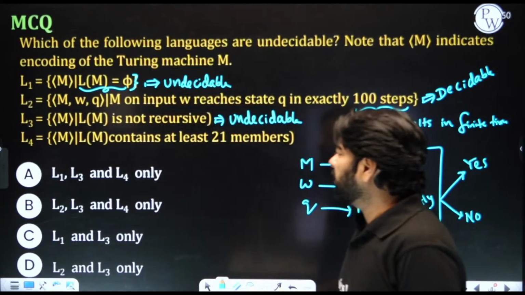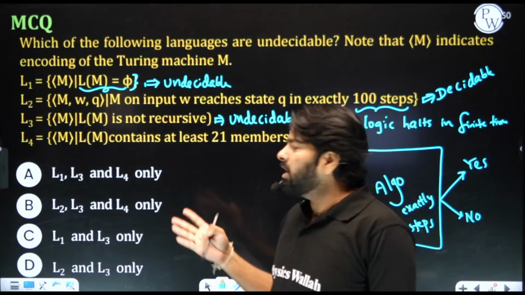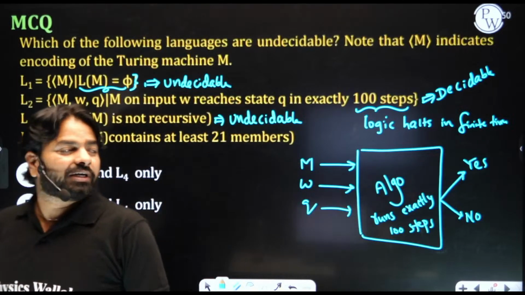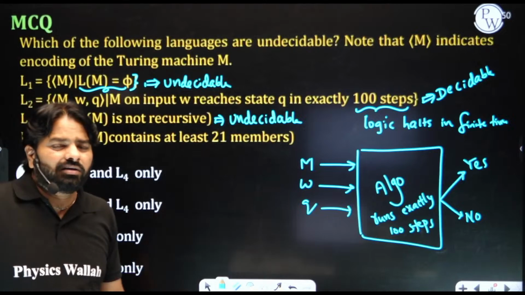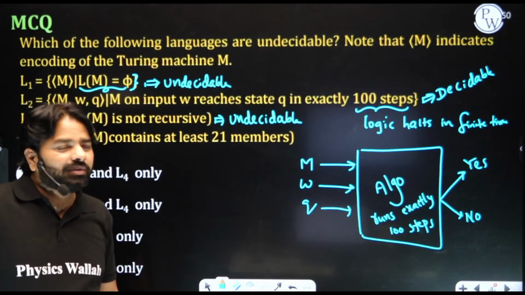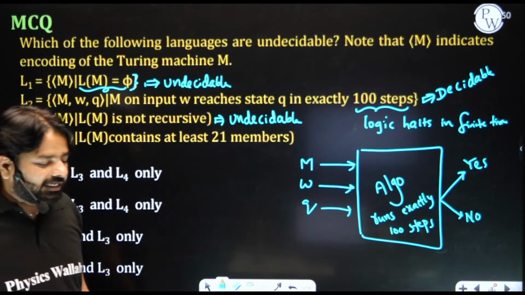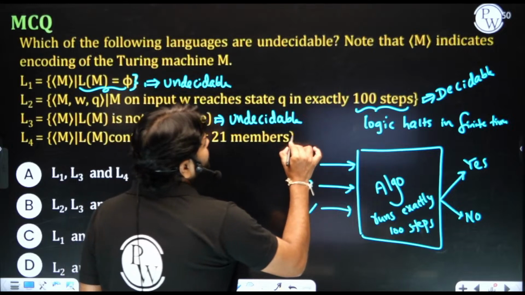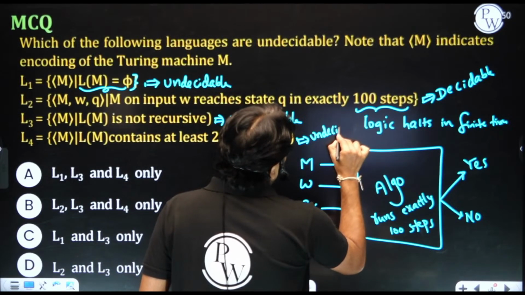Now, next, language accepted by M contains at least 21 members. If the machine is not accepting any string, then the language could be empty. But if it is having at least 21 members, yes, you may provide a logic, but no, impossible. Anyhow, this problem is going to be undecidable.